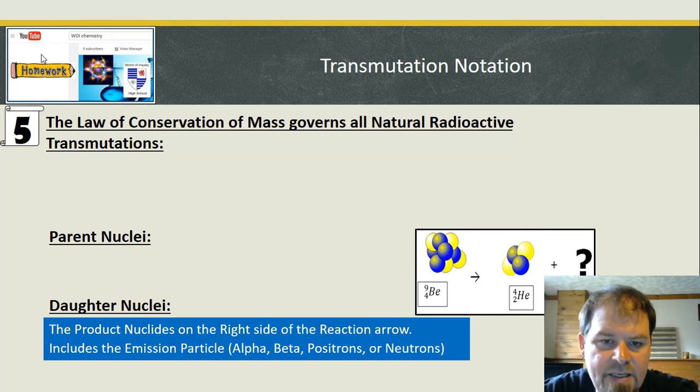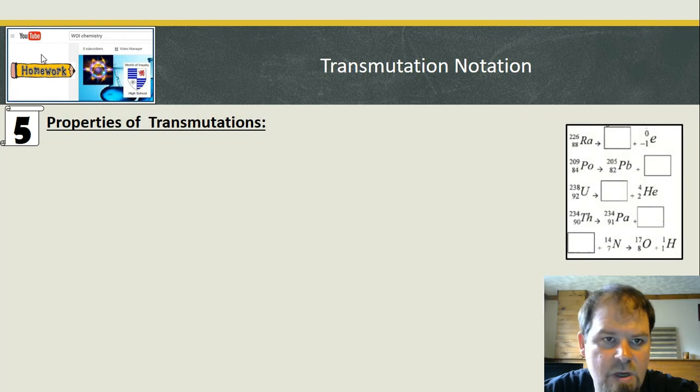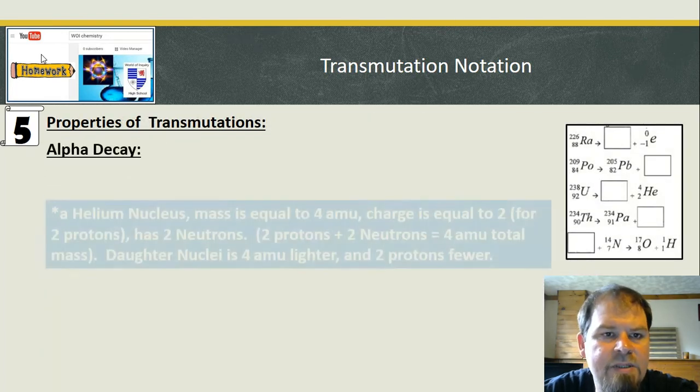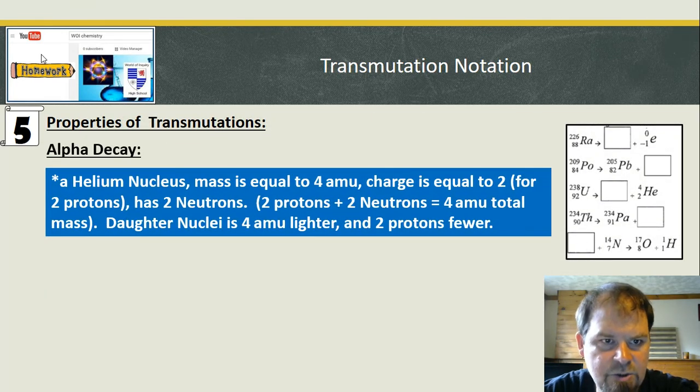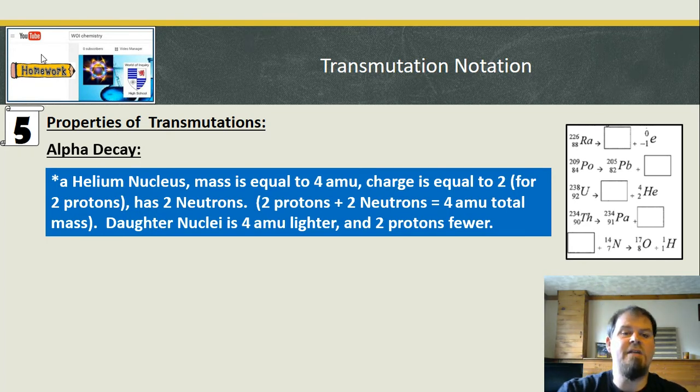Product nuclide is on the right-hand side of the arrow, of course. And if these are natural transmutations, there will be the alpha, beta, positron, or neutron, whatever is given off as far as the emissions go. Okay, so there are some properties of these transmutations. Again, alpha decay is the helium nucleus. It's got a total mass of 4. It's got 2 protons, 2 neutrons.